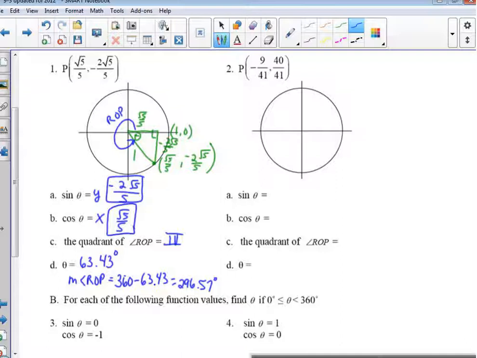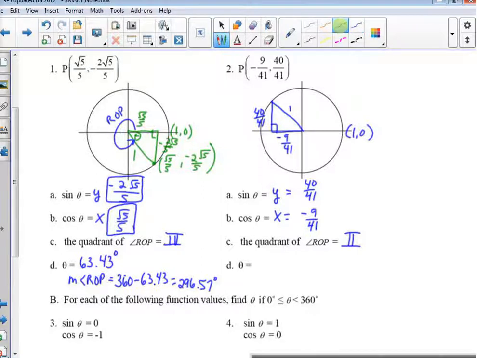Okay, next one. We are in quadrant 2. I'm going to go over and up. So this should be negative 9 over 41, and this should be 40 over 41. And if I bring that back, that's a radius of 1 because we are on the unit circle. So sine theta is equal to y, and our y coordinate is 40 over 41. Our cosine theta is equal to x, that was negative 9 over 41. If you want to do opposite over hypotenuse, it will also work. The quadrant we're in is quadrant II in Roman numerals.